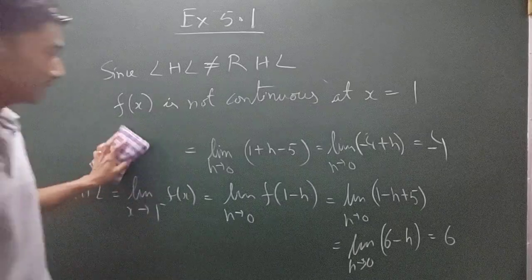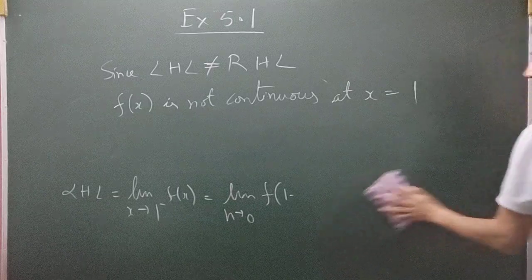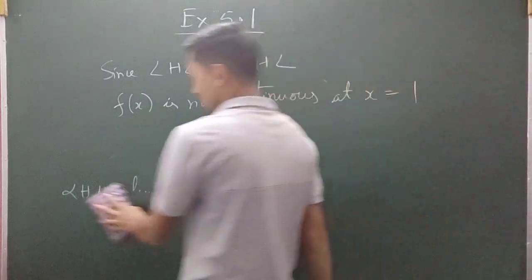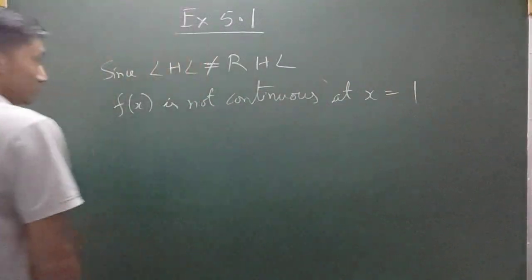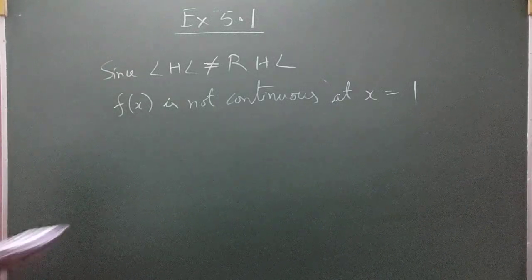For x slightly greater than 1 and slightly less than 1, it is continuous, but at x equal to 1 it is not continuous. So that's what we were trying to show. Alright, so that's it. Let's move on to question number 14.